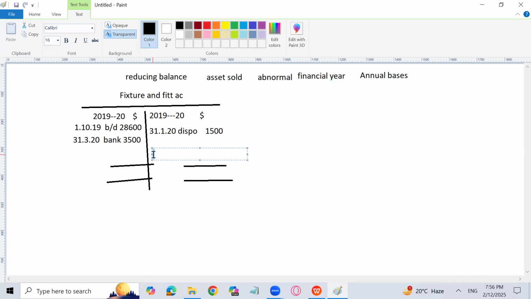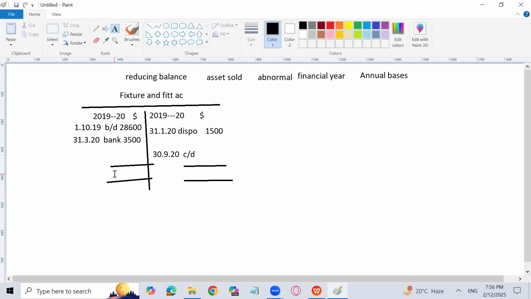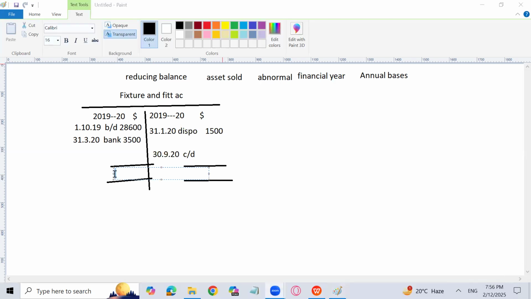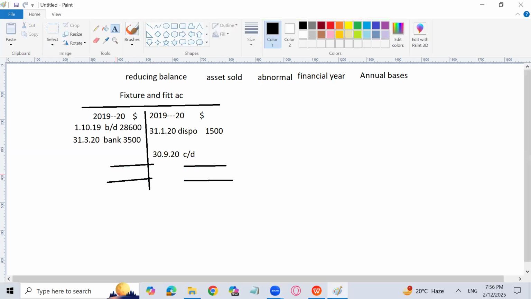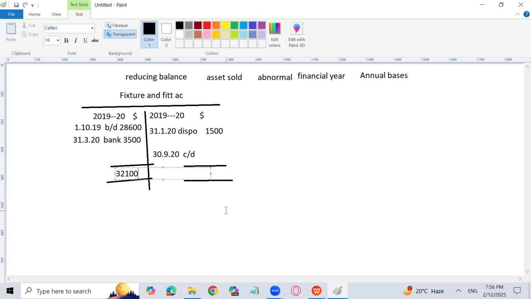Now, at the end of the year, I have to write the carried down, and my year will end on 31/3/20, and I will go with the carried down. So can you please tell me the total first, and then the carried down? The total is going to be 32,100, and then I will write the carried down also 32,100. And the carried down is going to be how much? That is 30,600. Okay, I will write here 30,600. This carried down will become the brought down of the next year with 30,600.